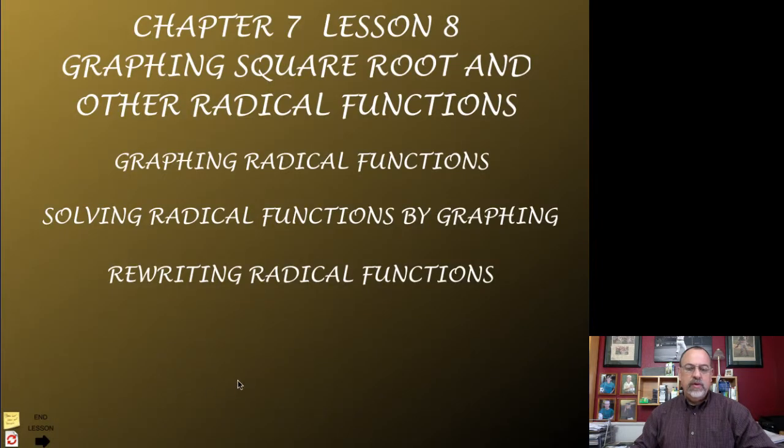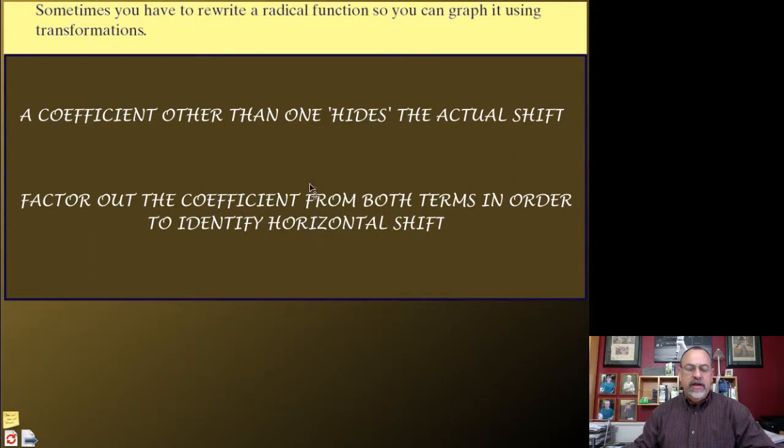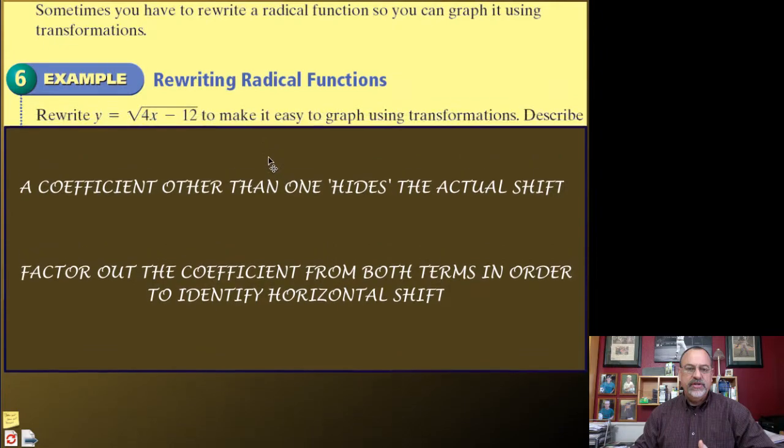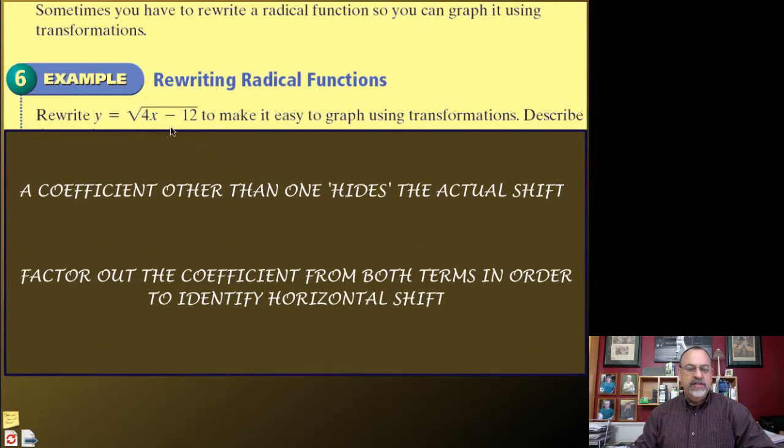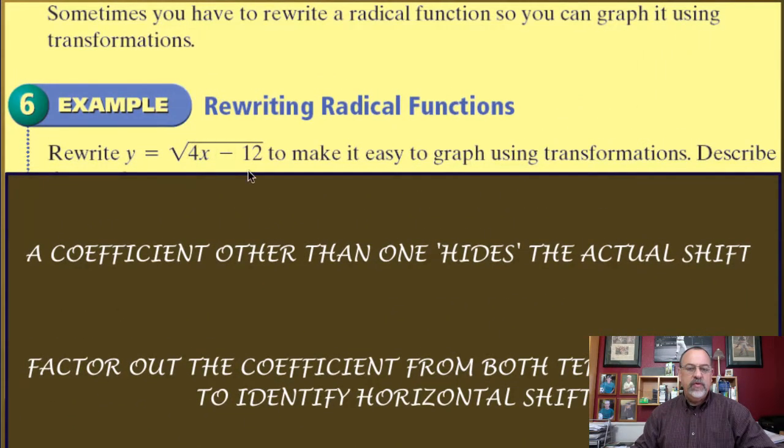So y1 and y2. The second thing that I want to talk about is how do we rewrite these radical functions. And sometimes we have to rewrite it so that we can actually see the transformations. In other words, as we look at this equation here, we have the square root of 4x minus 12. Now, because this 4 is on the inside, you remember we used to have it on the outside, or you've seen it on the outside, and that's a vertical stretch. When the number is multiplying the x value, that's what we call a horizontal stretch or shrink.